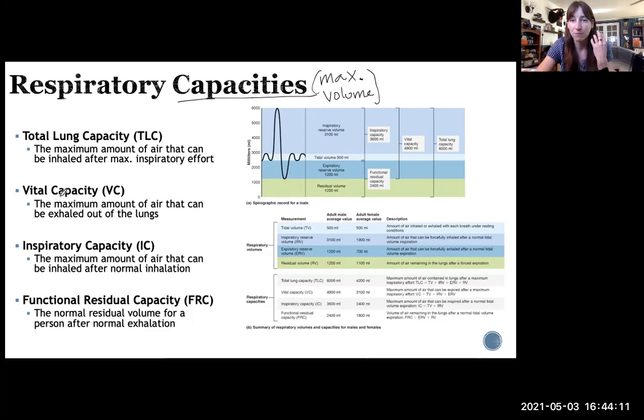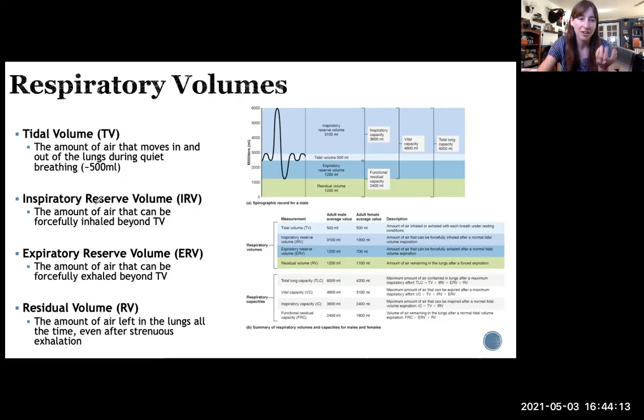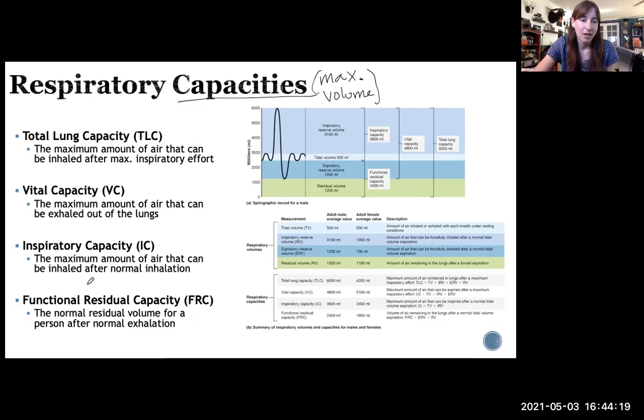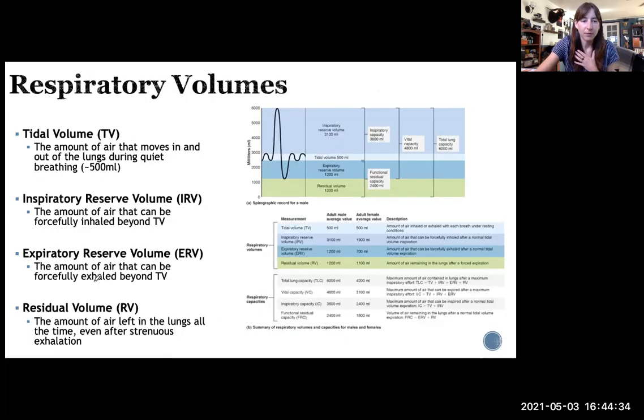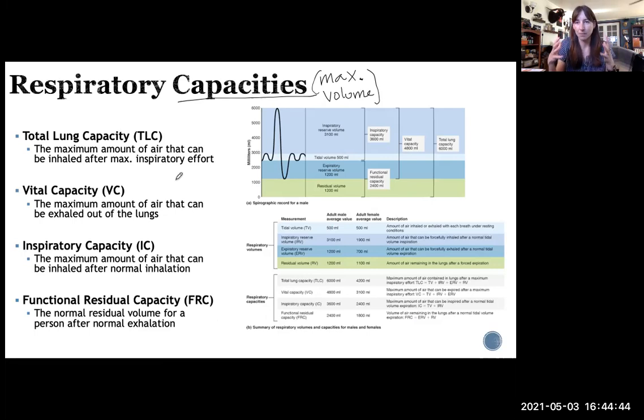Your vital capacity is basically your expiratory reserve volume, right? All right. Inspiratory capacity, we just talked about that. Functional residual capacity is the normal residual volume for a person after a normal inhalation. So it's basically your personal residual volume. Okay, so the volumes are the actual milliliter amounts, and then the capacity is like your maximum milliliter amounts for you specifically. Okay.